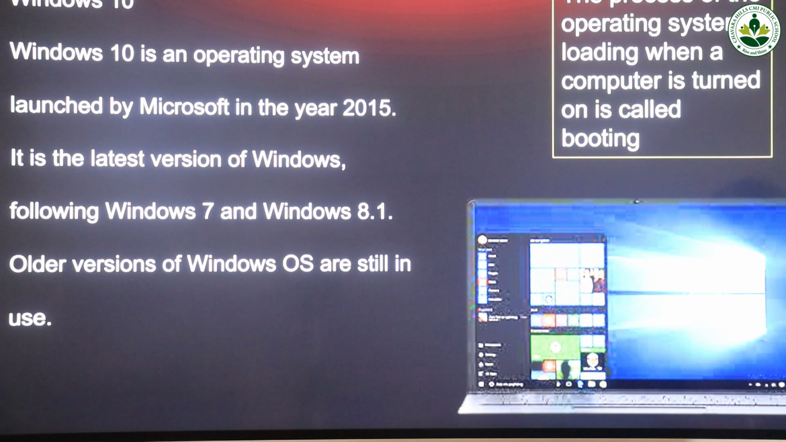The process of the operating system loading when a computer is turned on is called booting. Booting means the process of loading the operating system when the computer is switched on. And that process is known as booting.